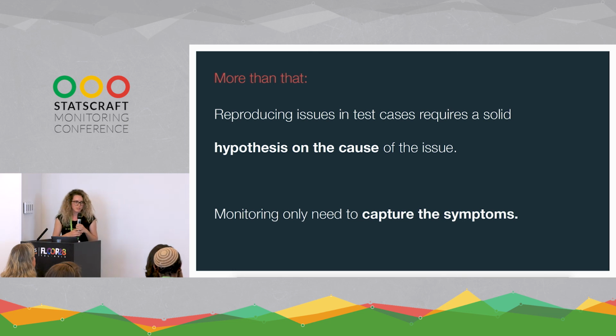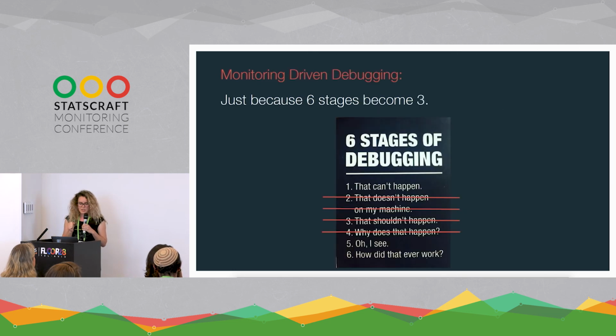Monitoring only needs to capture a symptom, so it's basically going from the other side. And using monitoring-driven debugging, basically 6 stages of debugging become just 3, from "that can't happen" to "oh, I see."